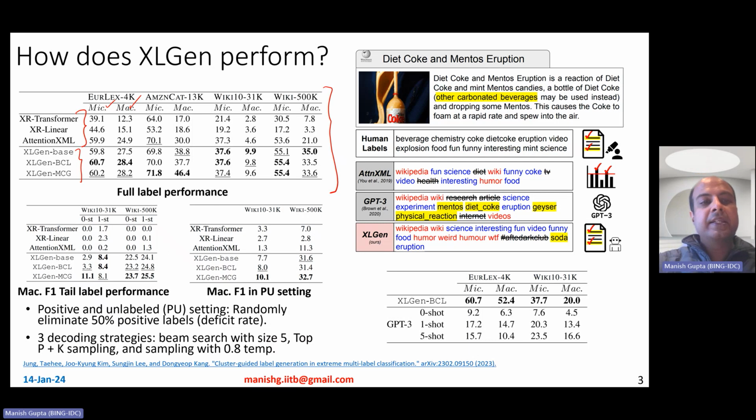So what is also observed is that compared to XLGen base, typically these 2 methods, XLGen BCL and XLGen MCG, are better. So basically clustering helps. That's the broad idea. Okay.